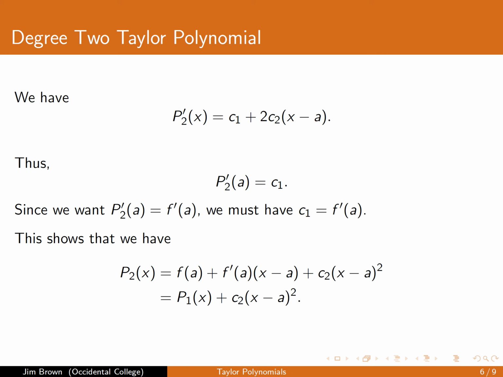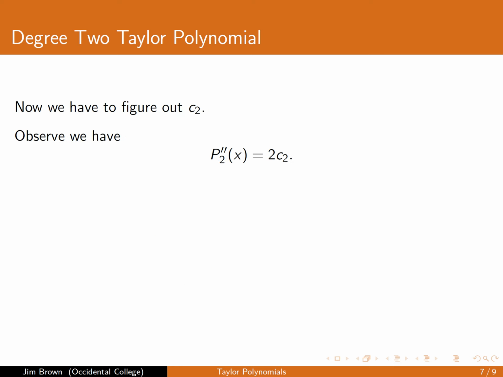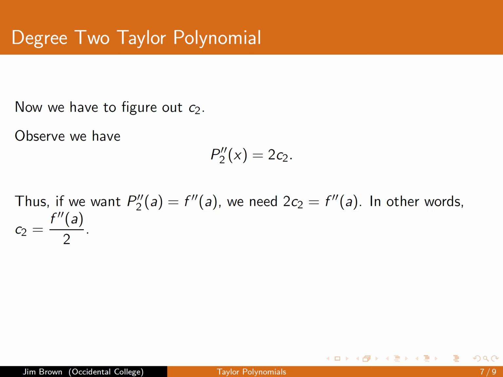So we're going to do the same procedure. Now notice we have the first derivative at the start of the slide here, that P2 prime of x is C1 plus 2 C2 times (x minus a). So if I take the second derivative of that, I'm going to get just a 2 C2. And now remember, it doesn't matter what I plug in for x here because this is a constant. So P2 double prime of a is going to be 2 C2, but I wanted it to be f double prime of a. So that means we should have 2 C2 being f double prime of a, or solving for C2 should be f double prime of a over 2.